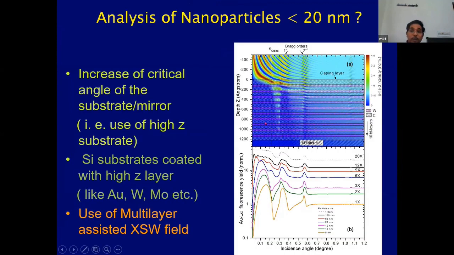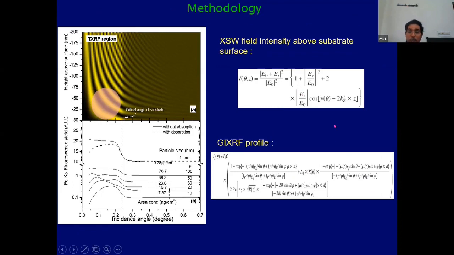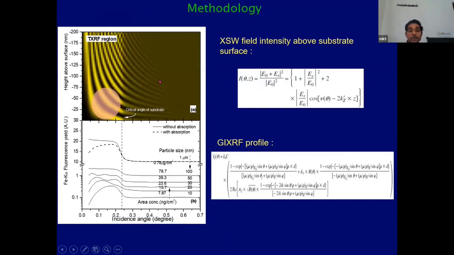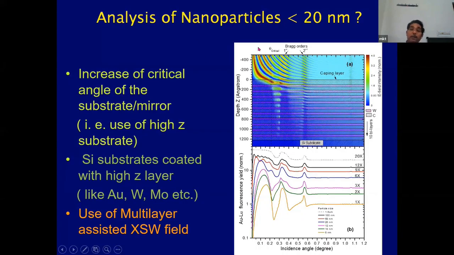So the mathematics is quite complex, but when you put everything in a computer program, it is quite easy. Now the question is, this simple TXRF analysis can be used for determination of particles down to 10 nanometer, but how can you determine particles less than 10?